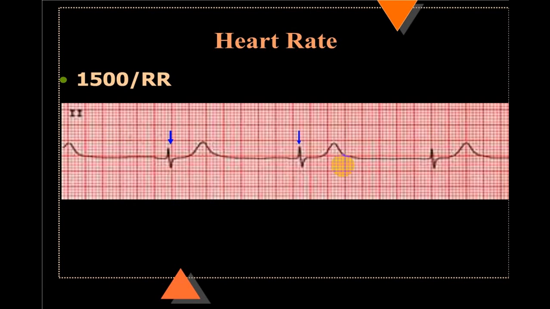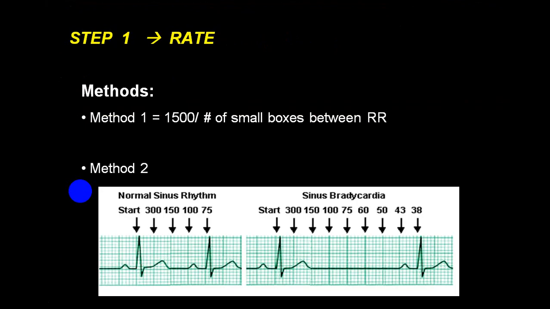This is one ECG which is showing you the rhythm strip where you can utilize this formula, that is 1500 divided by the RR interval. This is approximately 1 2 3 4 5 6 7, that is 35 small squares, 37, 38 small squares. So 1500 divided by 38 will give you the heart rate. So this is that particular technique.